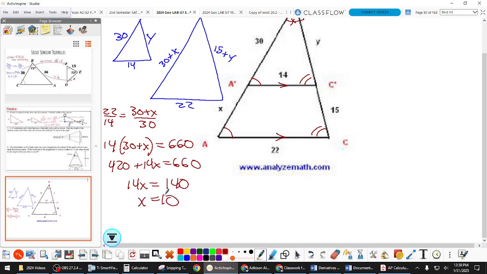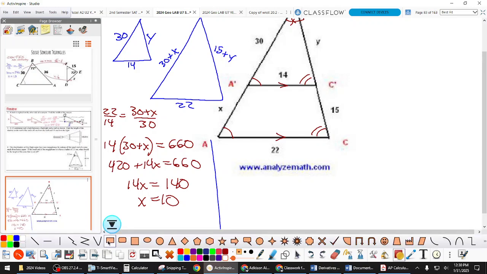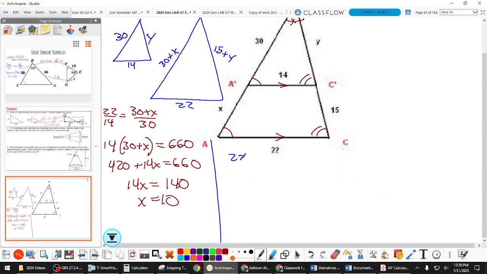Now what? How do you solve for y? Yeah, pretty close. Why don't you tell us, Bailey? What would you do? I would just do 22 over 14 equals 15 plus y over y. Yeah, that's good. And then this time we'll just have variables on both sides, but in terms of solving process, it's kind of the same.